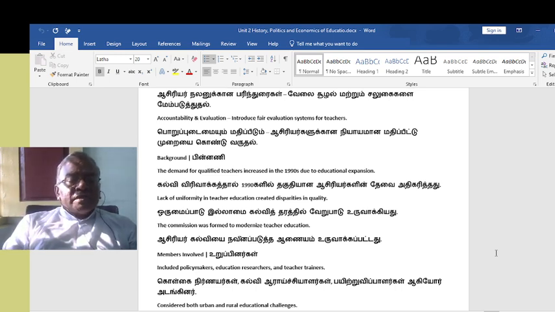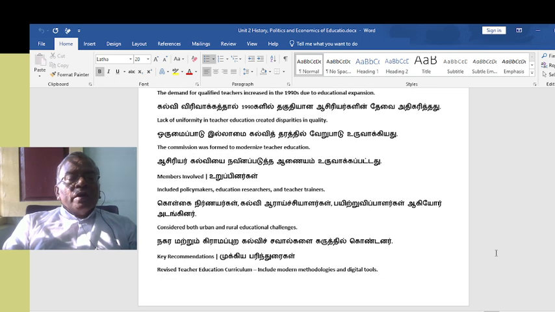Then, who are the members involved? Included policy makers, education researchers and teacher trainers. Considered both urban and rural educational challenges.